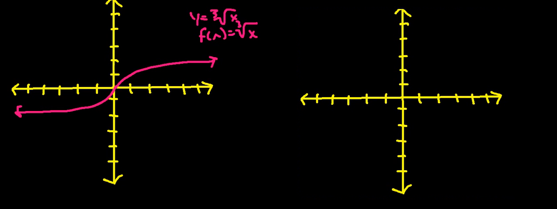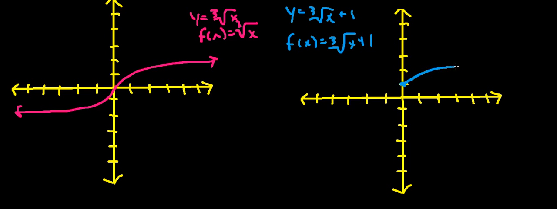And now we're going to shift vertically. Y is equal to the cube root of x plus 1, or f of x is equal to the cube root of x plus 1. So we're taking this graph and then moving it up 1 unit. So taking this entire graph and then just moving it up 1. So this center would be right here. So we'll start at 0, 1, and then we just make the same shape. So like this. And this is all that's taken place. We've just gone up by 1 unit.